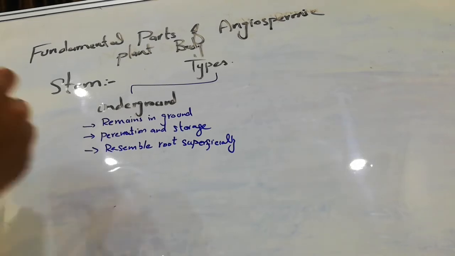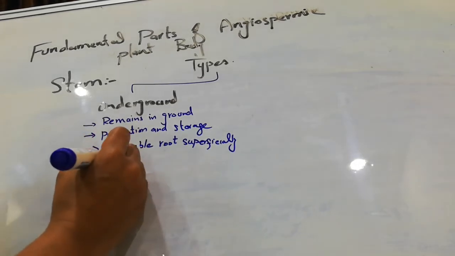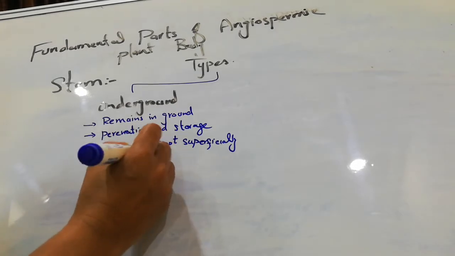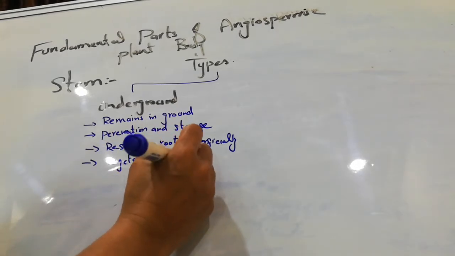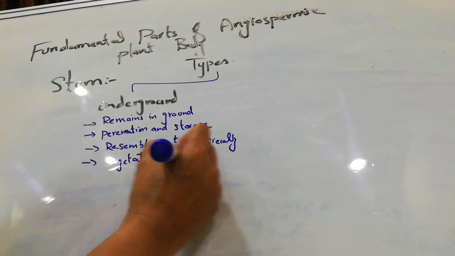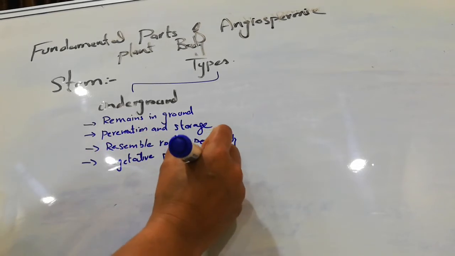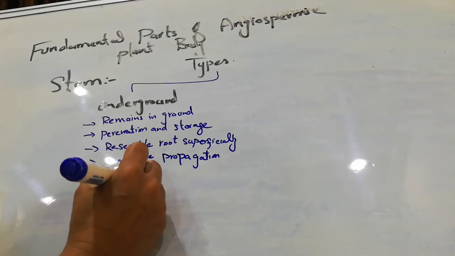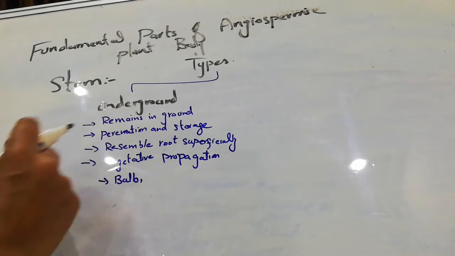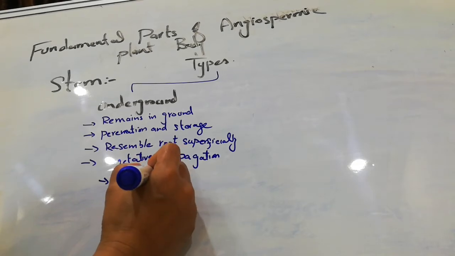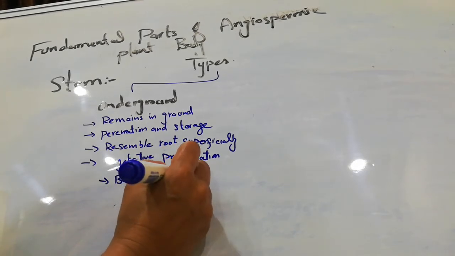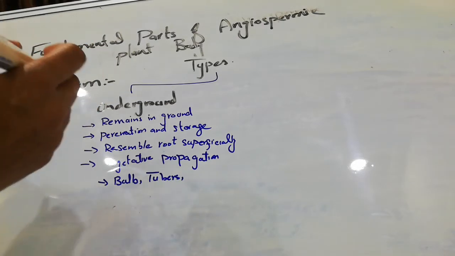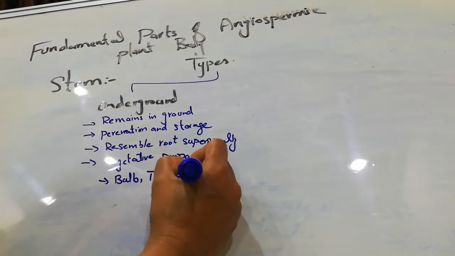They also help in the process of vegetative propagation. The underground stems all have an important role in vegetative propagation. Some examples of underground stems are the bulb, and the tuber, which we use almost daily in the form of potatoes. Another example is the rhizome.